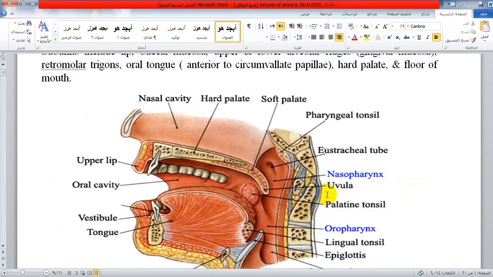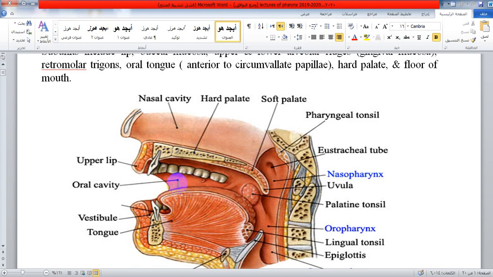We go to this picture, which is very important for us regarding the pharynx and also the oral cavity. When we see the borders and the contents of the oral cavity, as you see, this is the anterior part of the oral cavity, the lip. This is the hard palate. This is the soft palate. This is the anterior tonsillar pillar. This is the circumvallate papillae. These are the posterior limits of the oral cavity. This is the oral cavity.